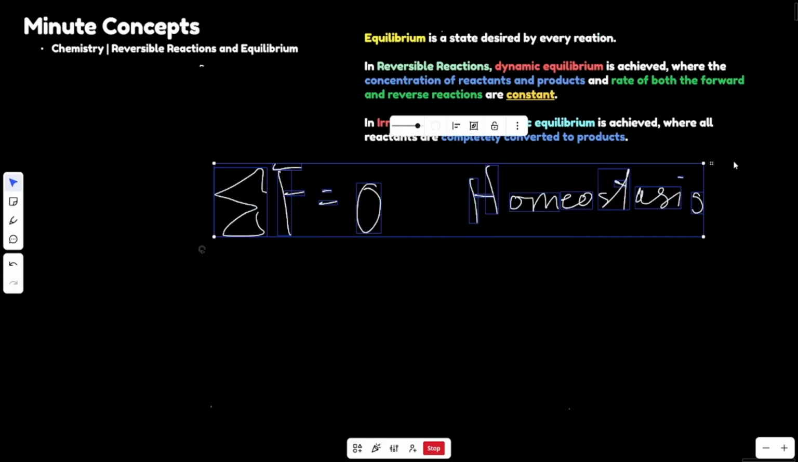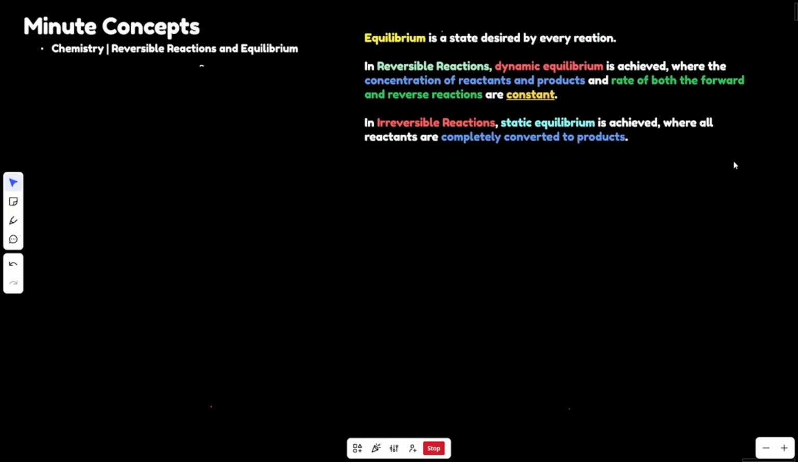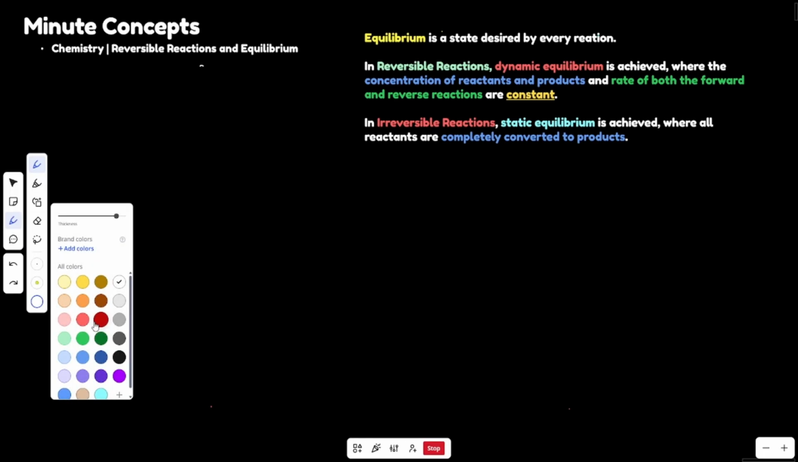Now, in chemistry, we have two types. We have static and dynamic equilibrium. So from the words themselves, static means it's not moving, and dynamic means that there is something moving. If we take it in the context of the types of reactions, we can see why dynamic equilibrium happens in reversible reactions, while static equilibrium occurs in irreversible. Let's expound on that a little bit.